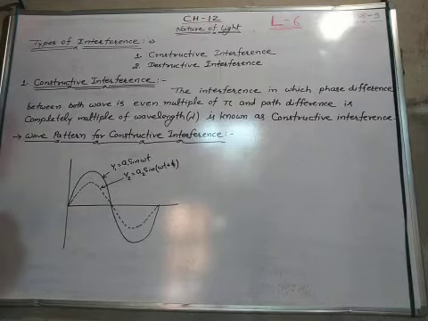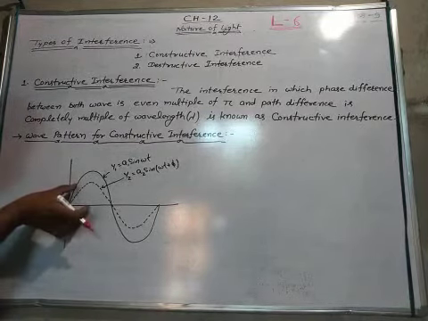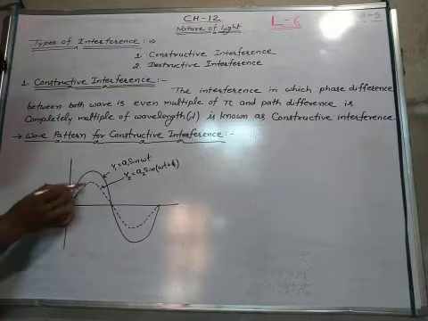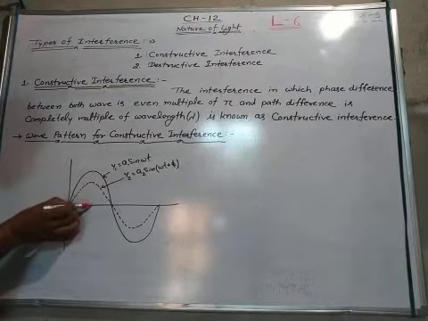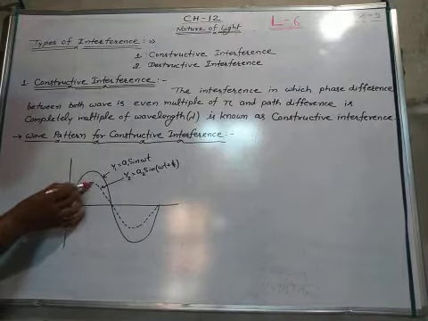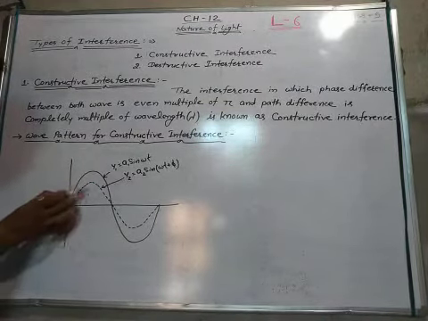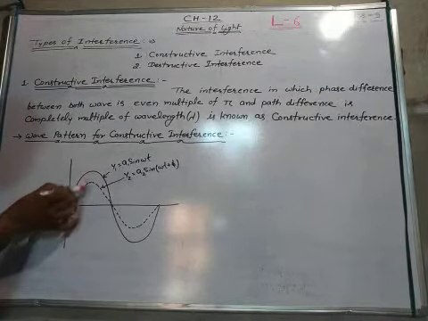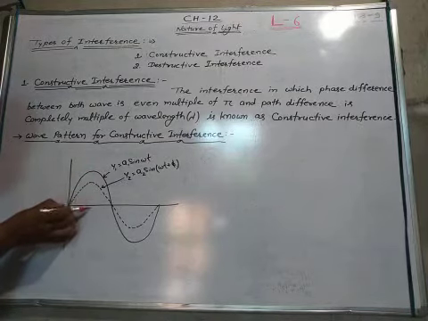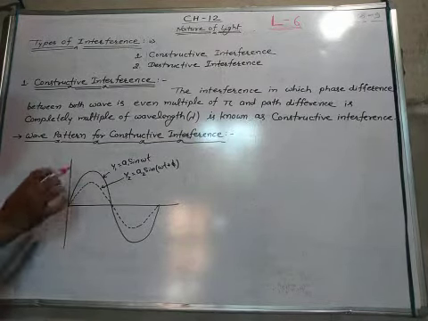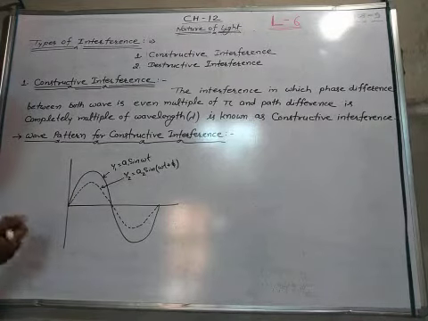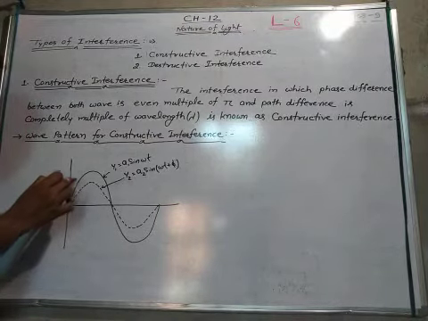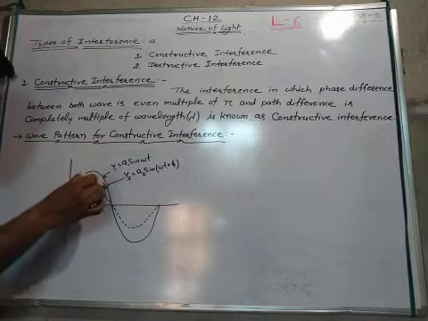Then the resultant wave becomes the sum of the amplitudes of both waves. Amplitude is this distance, the maximum distance from the mean position. This is the amplitude of the first wave and this is the amplitude of the second wave. By constructive interference, what will be the pattern of the resultant wave? The resultant wave pattern is the sum of both amplitudes.